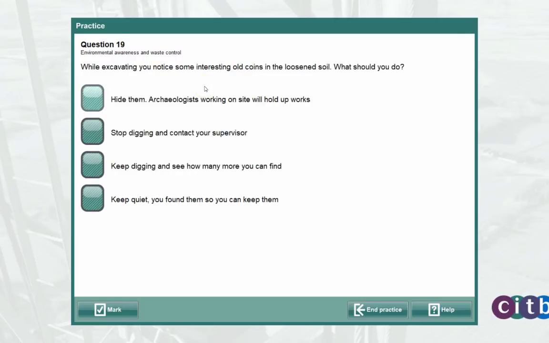While excavating, you notice some interesting old coins in the loosened soil. What should you do? Hide them. Archaeologists working on site will hold up works. Stop digging and contact your supervisor. Keep digging and see how many more you can find. Keep quiet. You found them, so you can keep them.